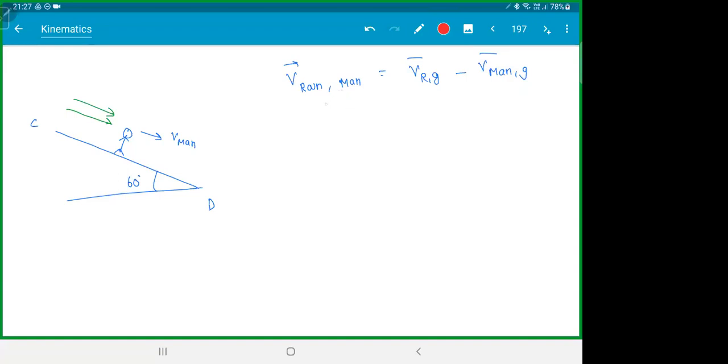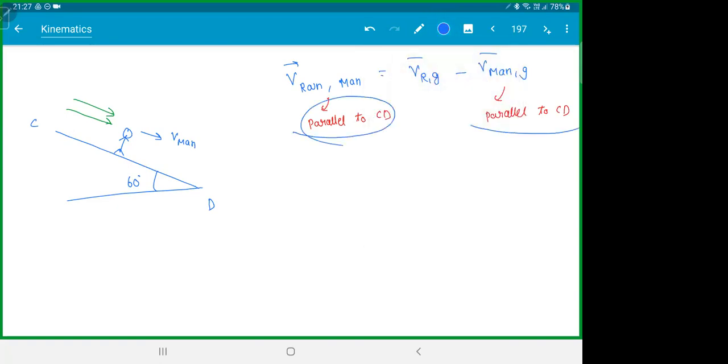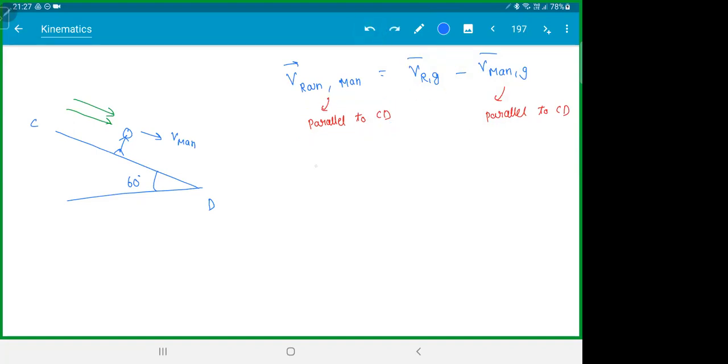Velocity of rain as seen by the man. This is parallel to CD. Velocity of man is also parallel to CD. If you add two parallel vectors, what will happen to the third vector? If this is parallel to CD and this is parallel to CD, shouldn't the third also be parallel to that CD line? So if you observe, velocity of rain in the ground frame must be parallel to CD.